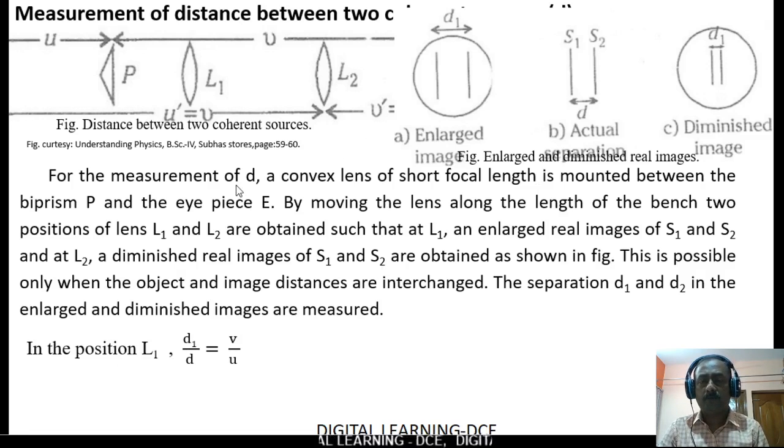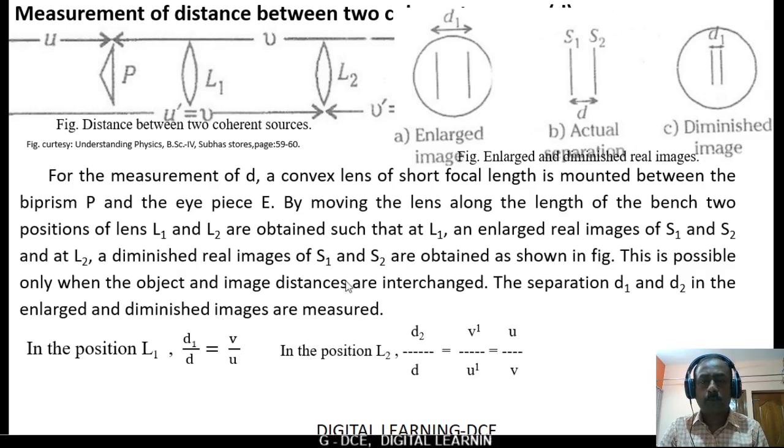Here, in the position of lens L1, we get D1 by d equals v by u. That means image distance by object distance. Here the image distance is prism to eyepiece, and the object distance is prism to source, that is v by u.